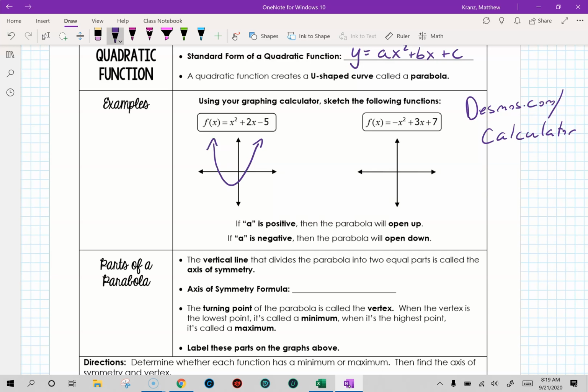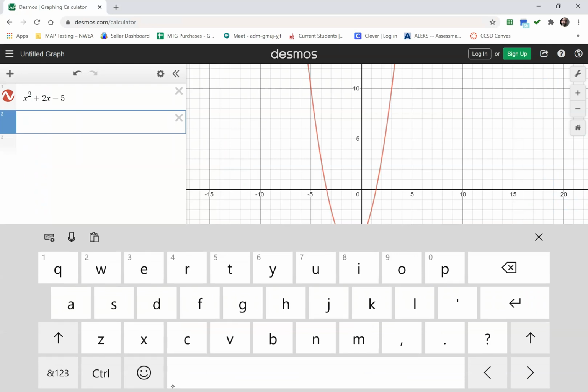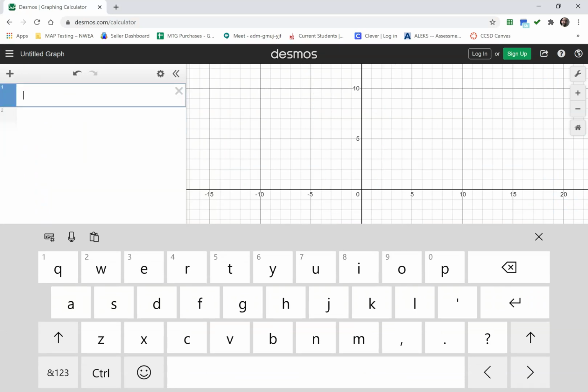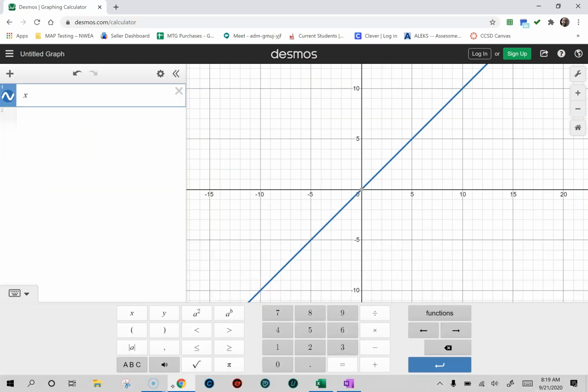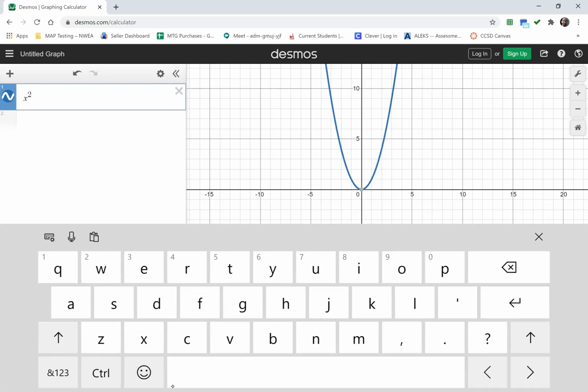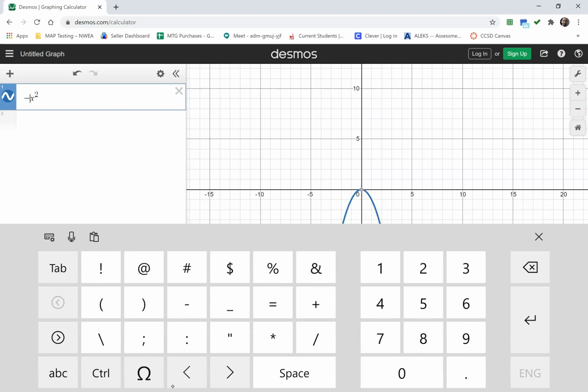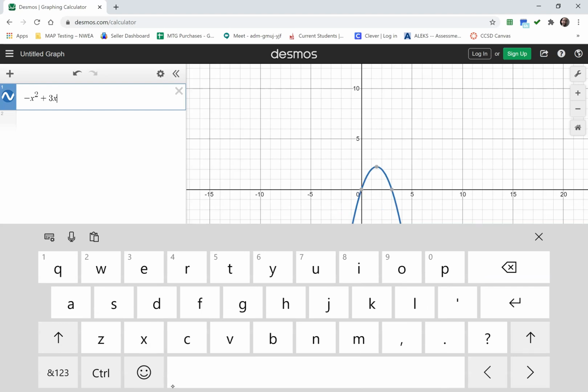Notice that right here, the a is 1, and it's positive. So when it's positive, our parabola faces up. Now let's do the next one. I can get rid of that one. And then I have -x squared plus 3x plus 7.